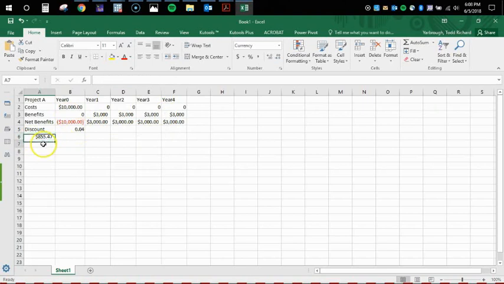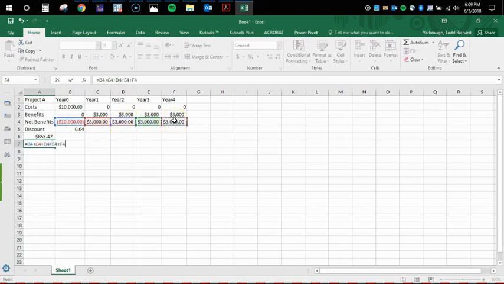Now let's compare this with what happens if we do not consider time value of money. So if we were to simply take the $10,000 and add all the various $3,000 to it, hit enter. And what you'll see is that the net benefit without considering time value of money is $2,000, considerably higher than the net present value we calculated.